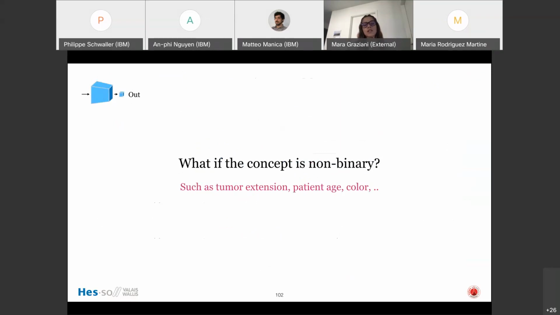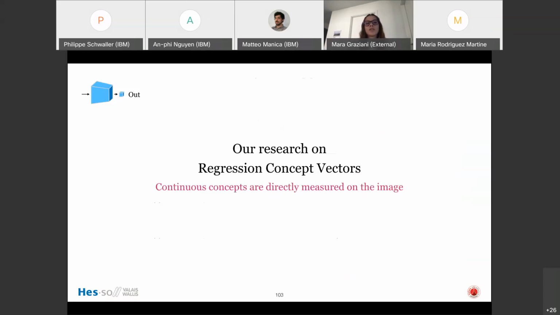One limitation that caught our attention was, however, that it's defined only for concepts that have a binary representation. So the concept is either present or absent. And this works very well on some kind of images, like natural images. But in other applications, such as medicine, for example, many concepts have categorical or even continuous expression. I don't know, tumor extension, for example. This motivated our research on regression concept vectors, where concepts can be expressed in continuous forms, so like measures that we can directly compute on the input images. And I will show you this in detail in the next slide.